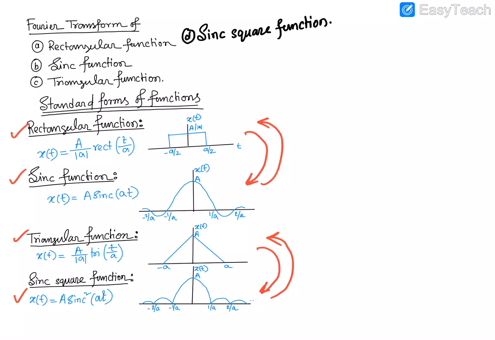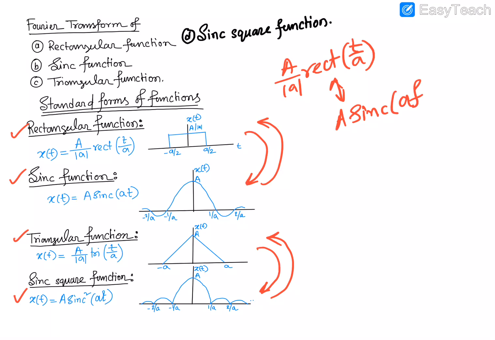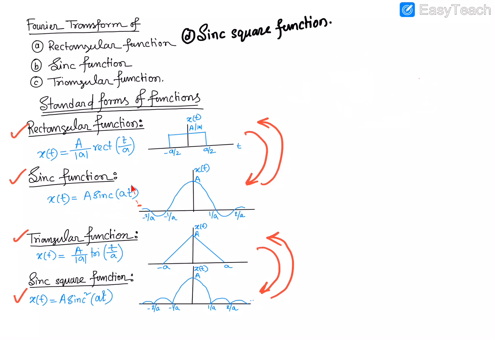Suppose a rectangular function is given like A by mod a rectangular t by a in time domain, then its Fourier transform will be A sinc af, this function only, right? Similarly, if a function of this format is given, in that case your Fourier transform will be a rectangular function, that is the Fourier transform of sinc function is a rectangular function. You have to just replace this t by f. Okay, let us see an example.